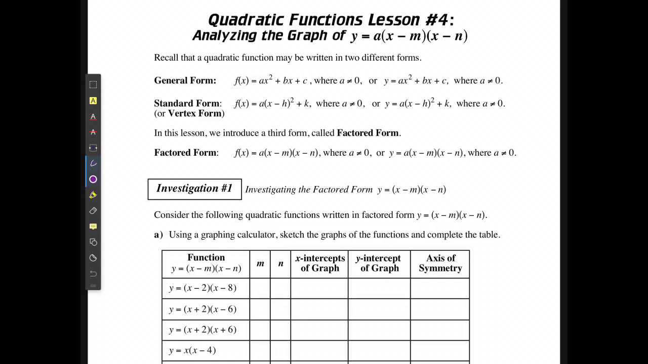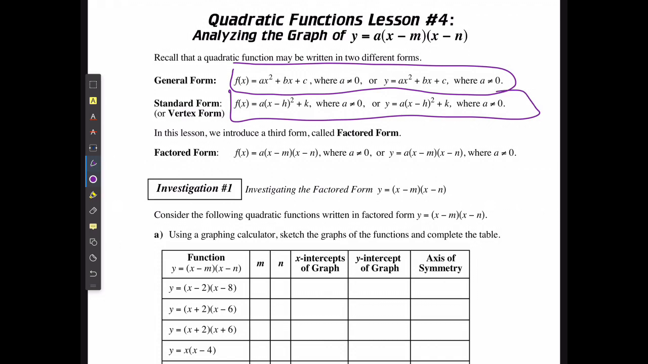Okay, so we've already looked at quadratic functions in general form, which you can see here, and in standard or vertex form, which you can see here. In the general form, the a value tells us which direction it opens in, and the c value tells us the y-intercept. In the vertex form, the a value still tells us which direction it opens, and then the h and k are the coordinates of the vertex.